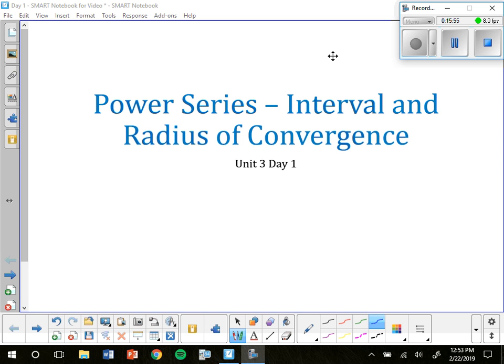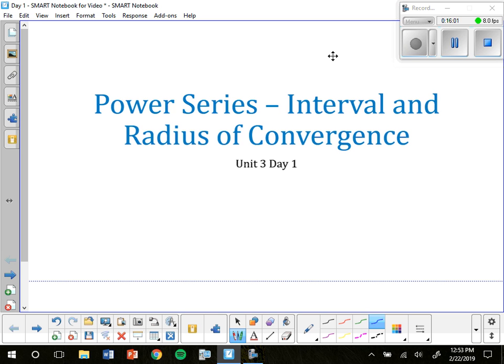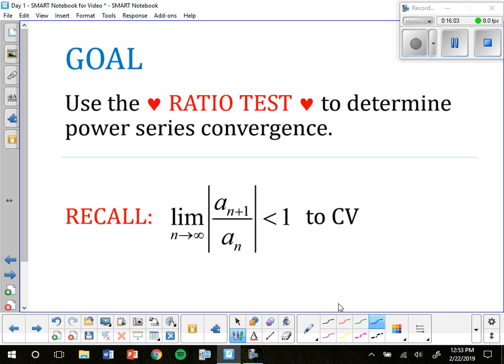Today, we're going to talk about power series, which are coefficients times x to the power, and their interval and radius of convergence. So our goal, you can write it down if you want to, is to use the ratio test to determine power series convergence.